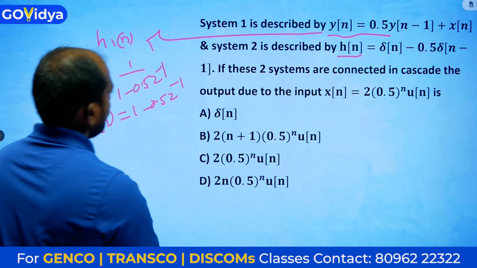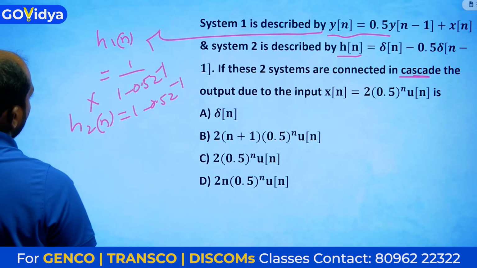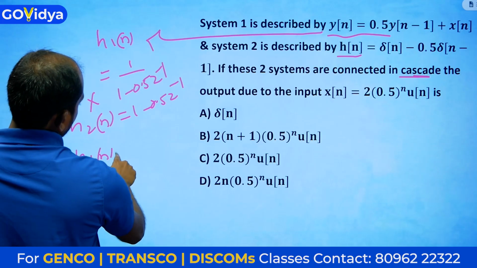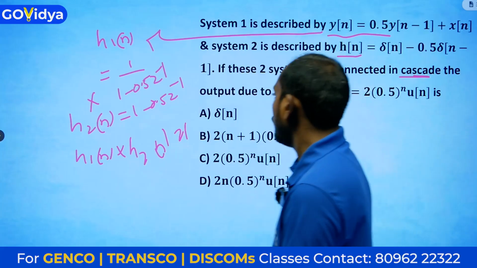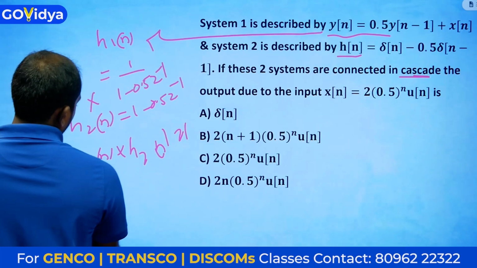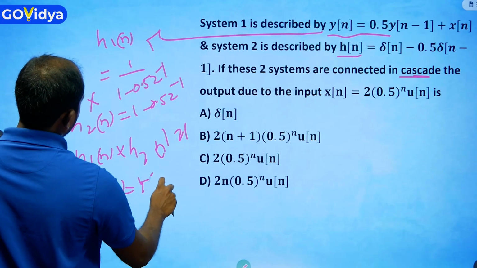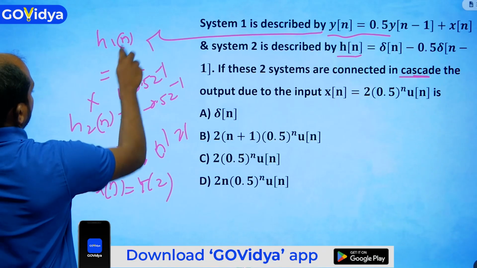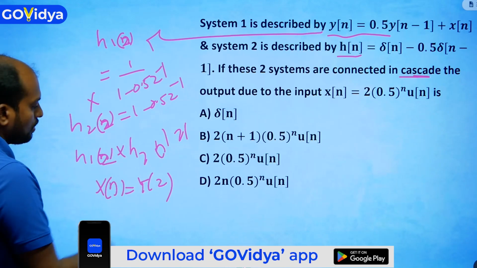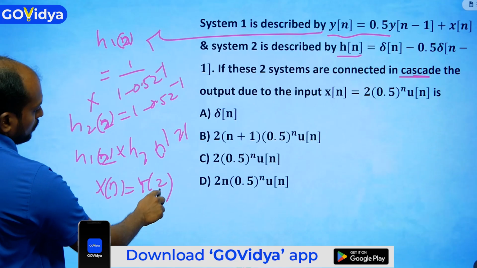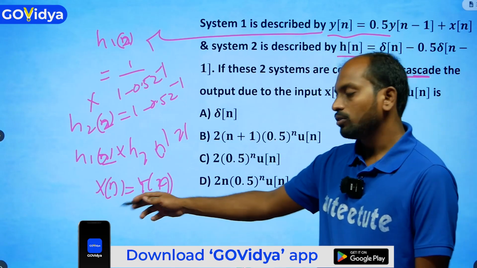Okay. He's saying that these two are connected in cascade. Just multiply these two. If I multiply these two, H1 into H2 is nothing but 1. From this, we can easily write y of n is equal to x of n. If I apply the z transform, these two are in cascade. Cascade means they cancel each other. So x of n is equal to y of n. From this we can conclude y of n is equal to x of n.